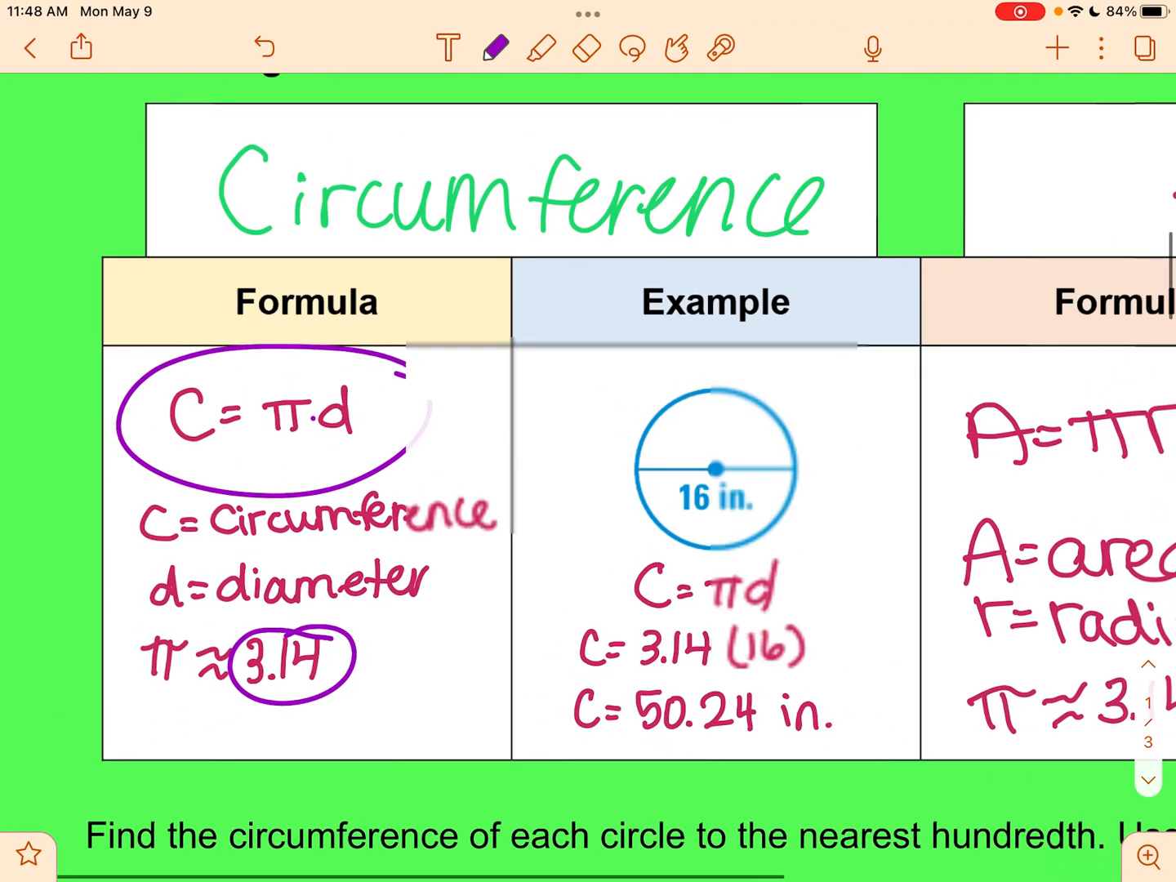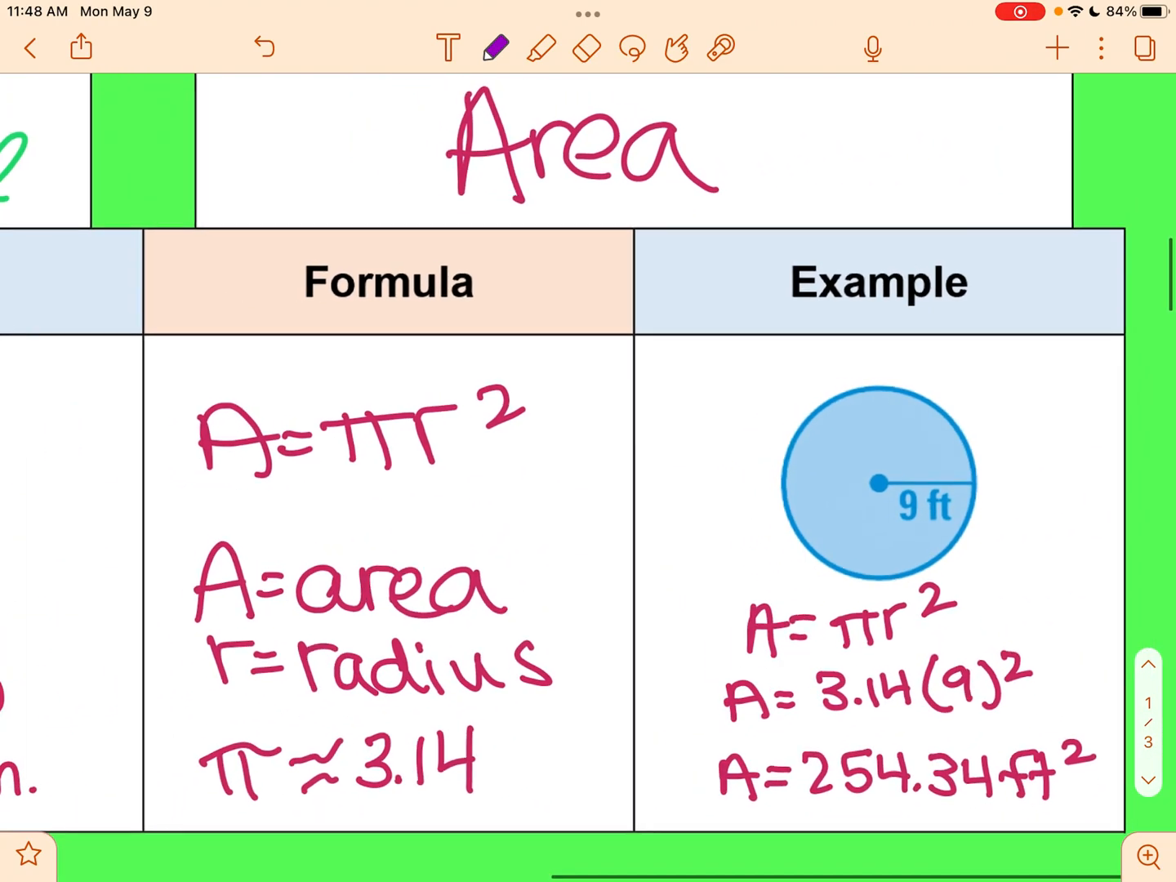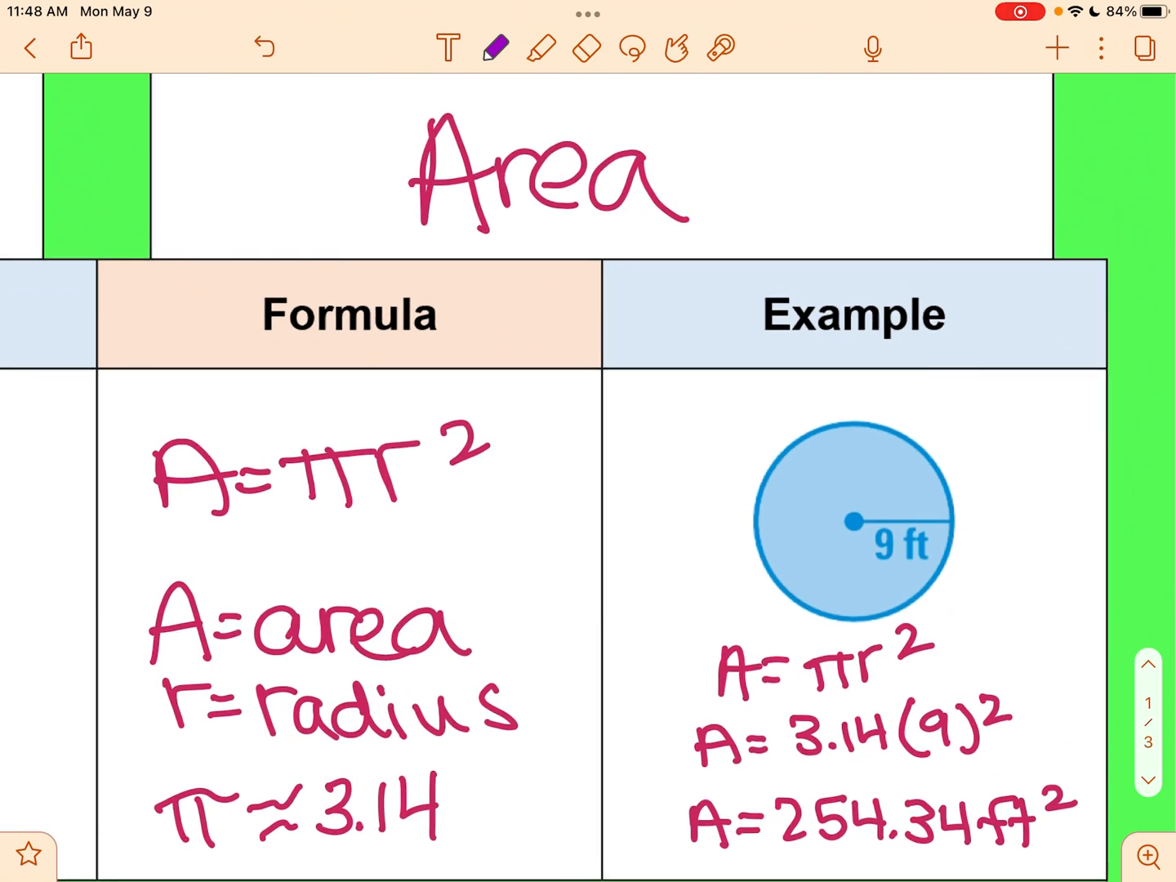Okay, now let's move on to area. The area formula is a little bit different. It is A equals pi times r squared. Let me rewrite that too so it looks a little better. Pi r squared. So remember the A stands for area, the r stands for radius, so half of our diameter, and then pi is 3.14.